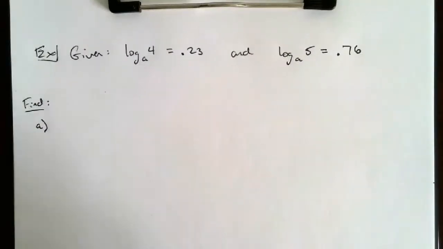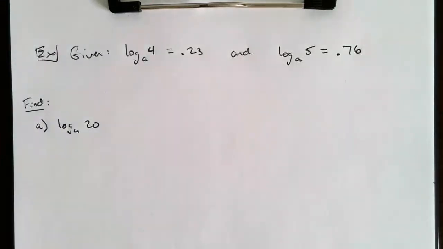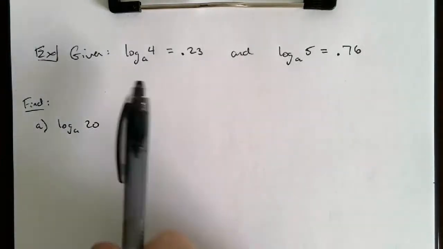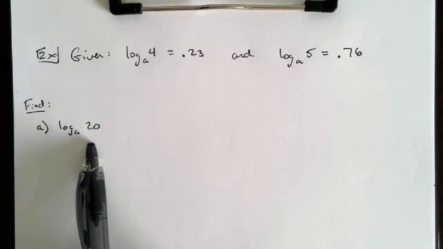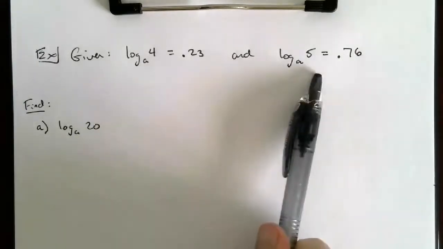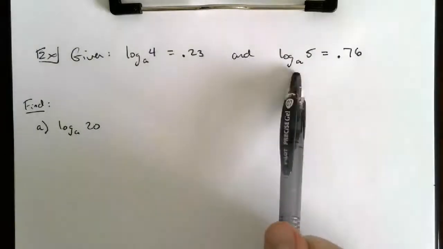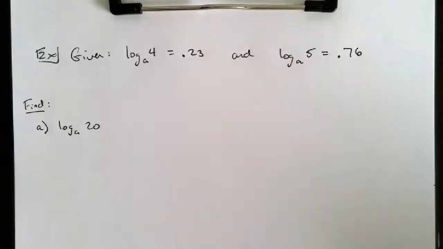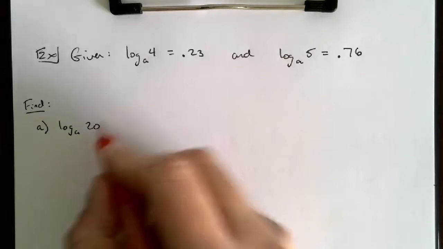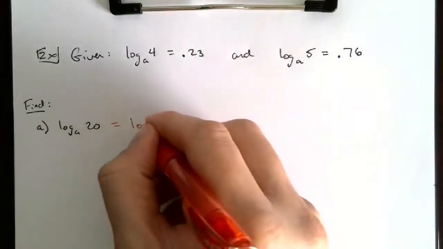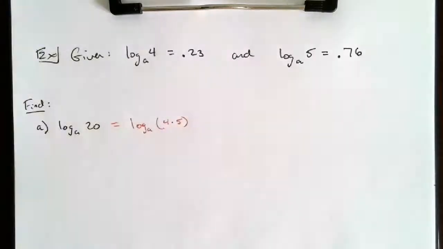So if I said to find the first one, log base A of 20. Well, what you should recognize here is that I have to use log base A of 4 and log base A of 5 to make it look like log base A of 20 in order to get these values. So what equivalent form could I write log base A of 20 in to use log base A of 4 or log base A of 5 or both to calculate what I need? So when you're looking at this log base A of 20, something you should notice is 20 is actually 4 times 5. So the first thing I would do is rewrite this as a product, right? Log base A of 4 times 5 is the same as log base A of 20.